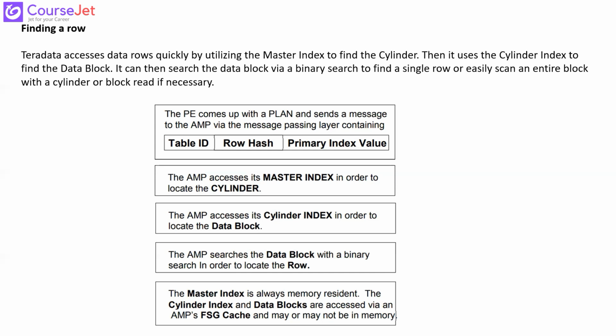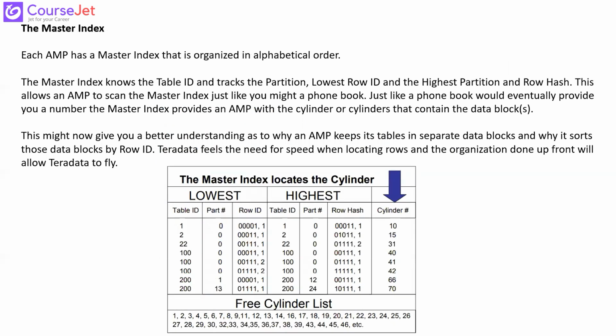Okay, this is how a row is fetched. Let's see about the master index and cylinder index in detail. As we know, each AMP has a master index, and that will be in alphabetical, sorted order. The master index knows the table ID, and it has the details of the lowest row ID and the highest row ID for that table.